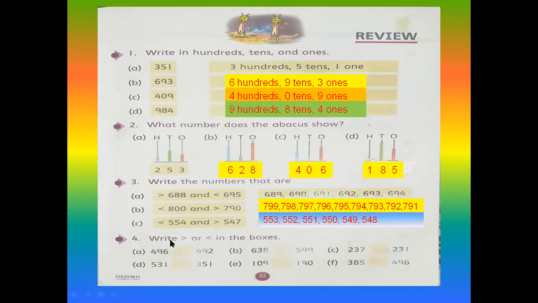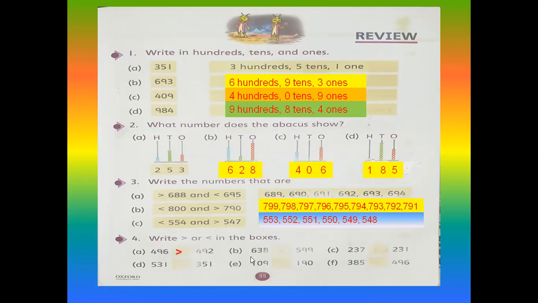Question number 4, write greater than or less than in the boxes. You have to do this practice a lot. I hope you understand. Part A, this is 496, 492. First focus on the hundreds. This is 4, 4, 9, 9. Both are equal. Then go to the ones. This is 6, this is 2. So 6 is greater. It means the first number is greater. So use the greater symbol.